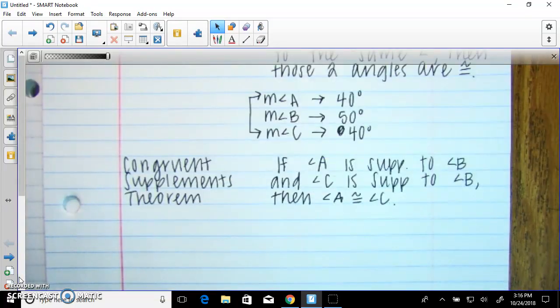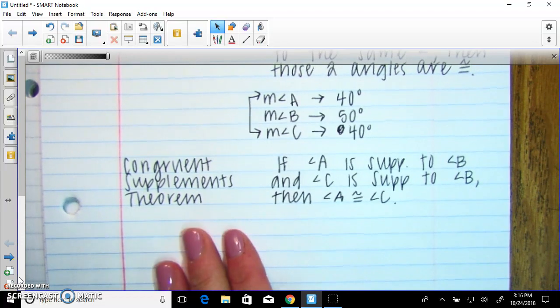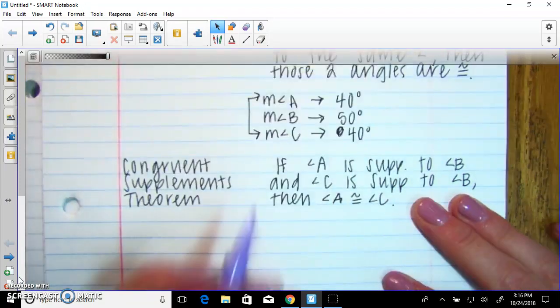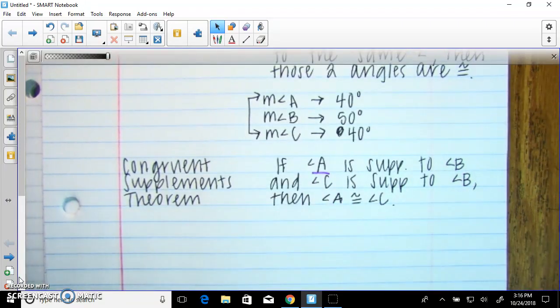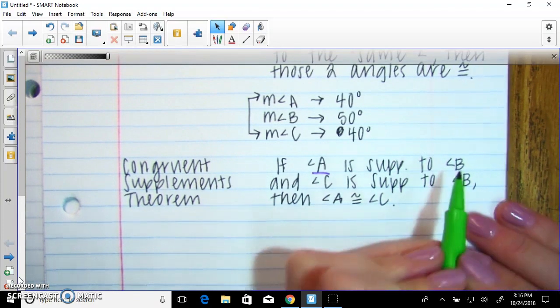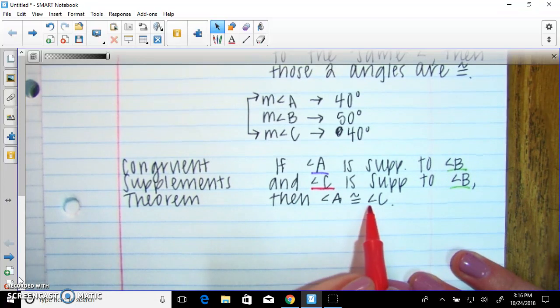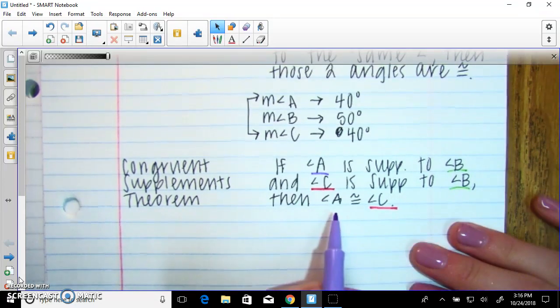Our final theorem is the congruent supplements theorem. It's just like the congruent complements, except that we're talking about supplementary angles. So A is supplementary to B. C is supplementary to B as well. Therefore, A and C are congruent. Okay.